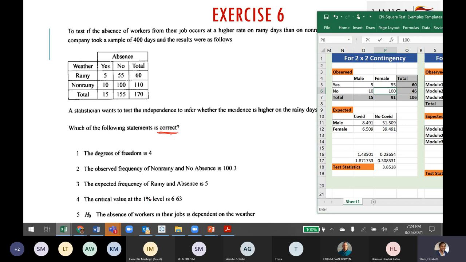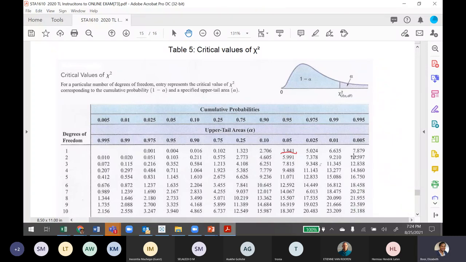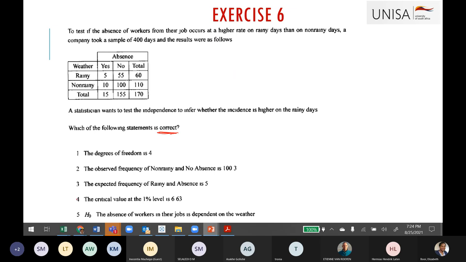The critical value at 1%, we go to the critical value table. We're looking for 0.01 at 1% and 1. So the answer should be 6.3 and that is the correct one. And H naught, which is the null hypothesis, it says independent. It should say independent. So that is incorrect.